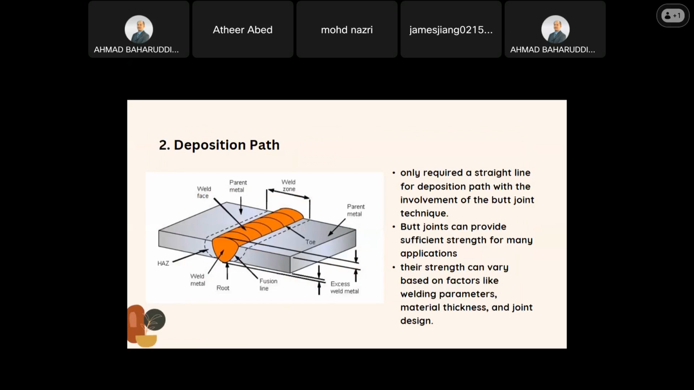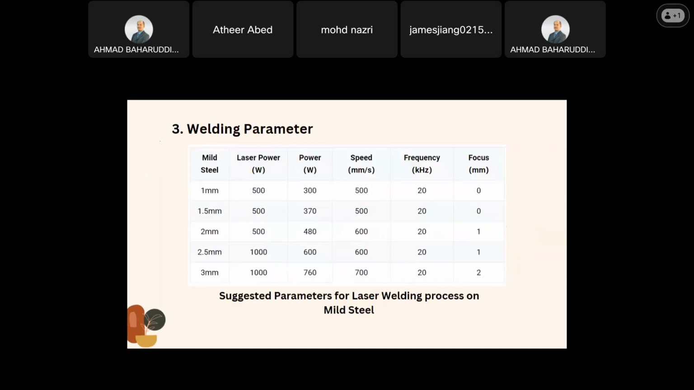So for the deposition path, my experiment only uses a straight line because I just want to weld the two pieces only in the middle, by using a butt joint. These are the parameters that I got from the articles. This is just a suggestion because I haven't done the sample yet. This is the parameter for my steel if you're using laser welding.